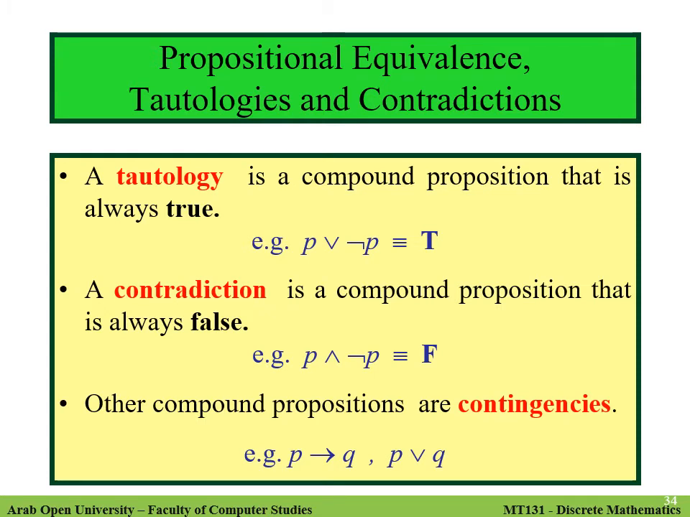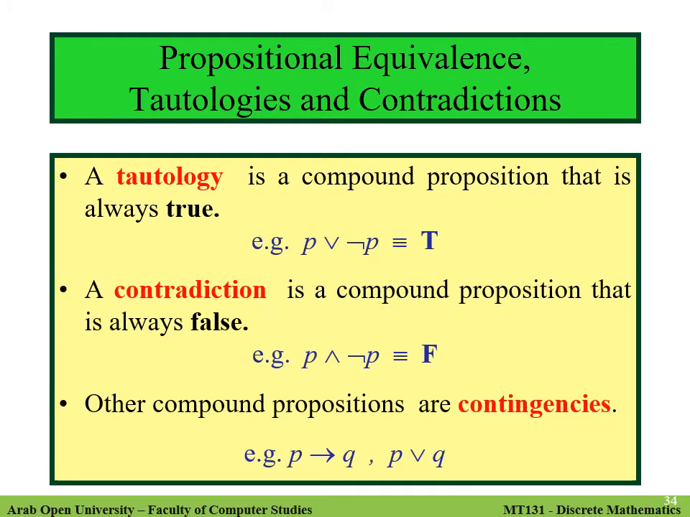Returning back to propositional equivalence, just to remind you, two statements are logically equivalent if they have the same truth values. We have some definitions. A tautology is a compound proposition that's always true. For example, if we take P or not P, this statement is always true because either P is true or not P is true. So the compound statement P or not P is equivalent to a tautology.